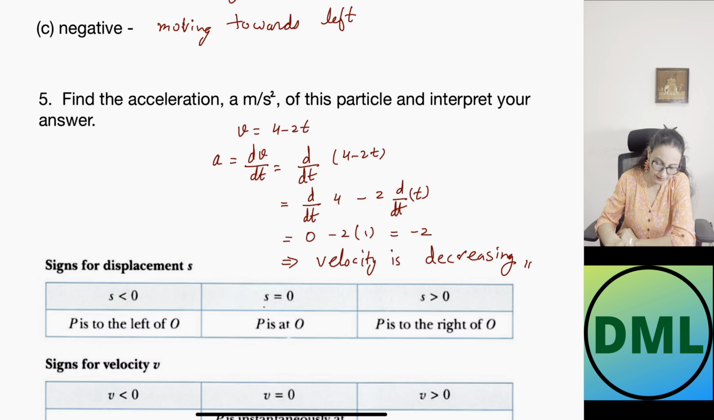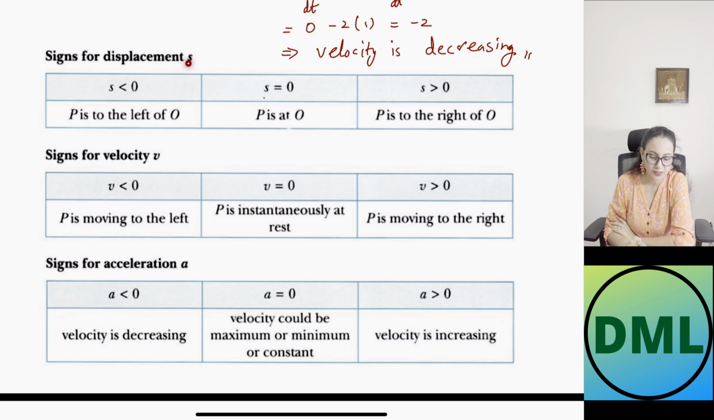Let's see some results here. Signs of displacement s, what you can interpret with the sign of the displacement. When s is less than 0, that means it is negative. It shows you that particle P is to the left of the origin O. You are standing towards the left side of the origin. When s is equal to 0, this shows you that the particle P is at the origin. When s is greater than 0, this shows you that the particle P is to the right of the origin. You are standing on the right side of the origin because your displacement is positive.